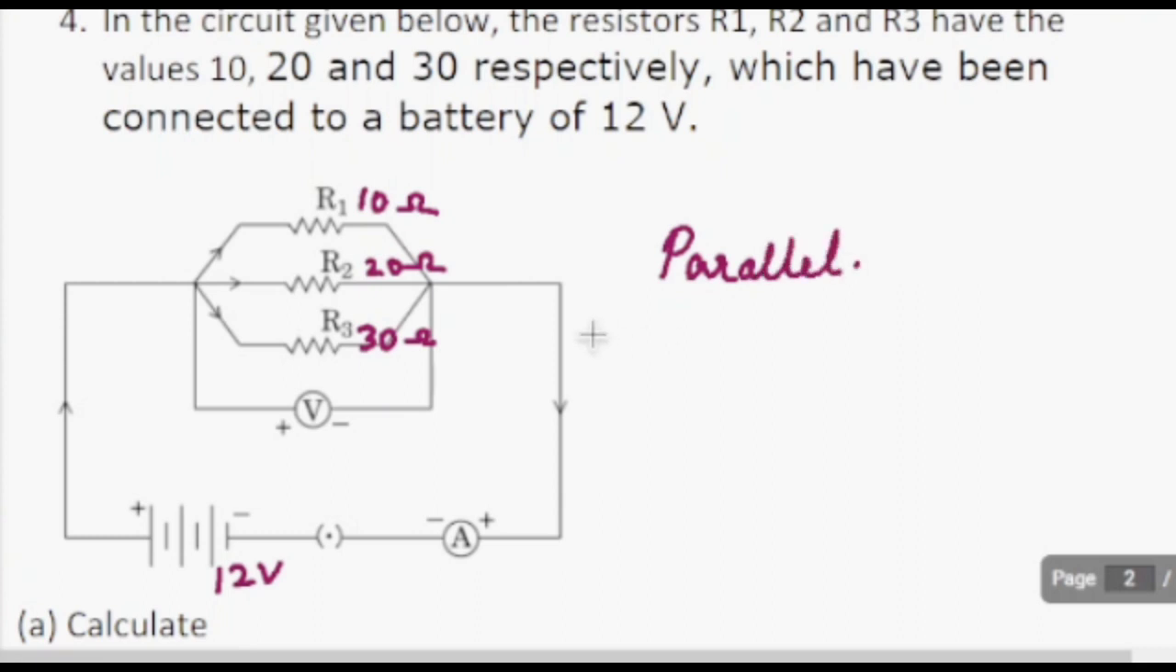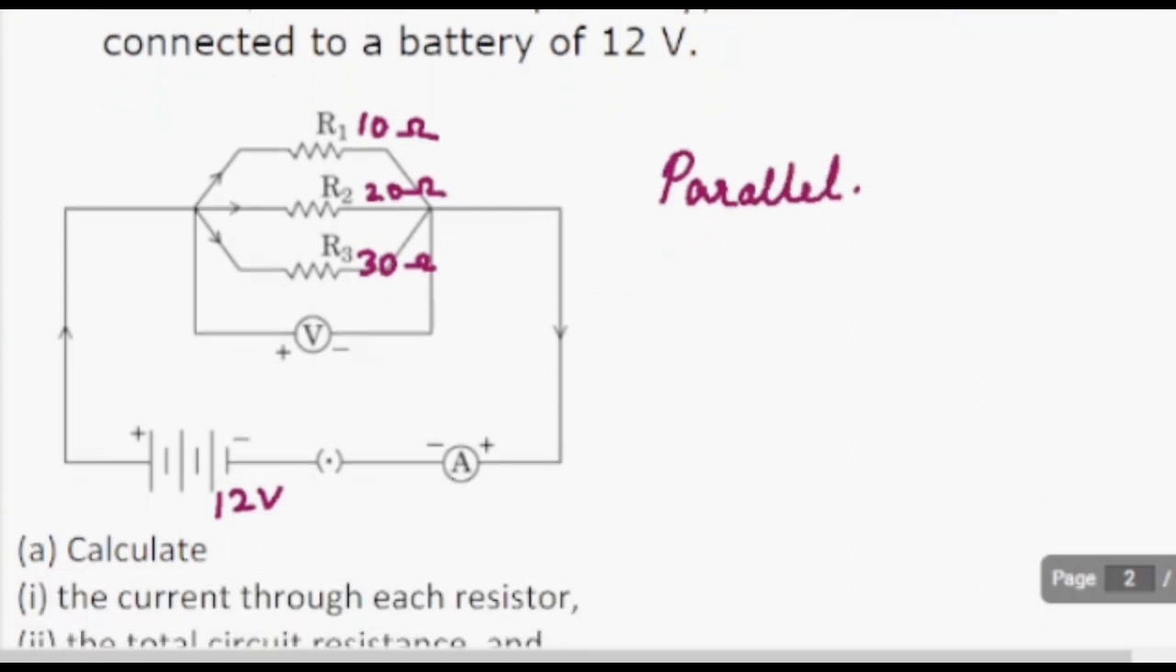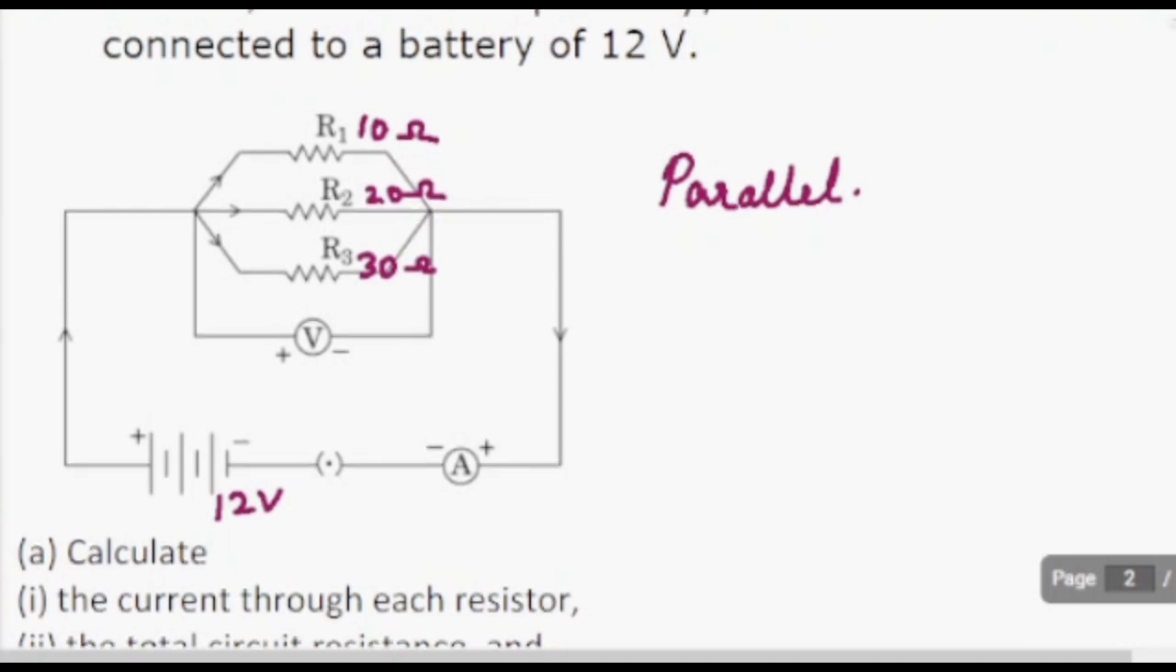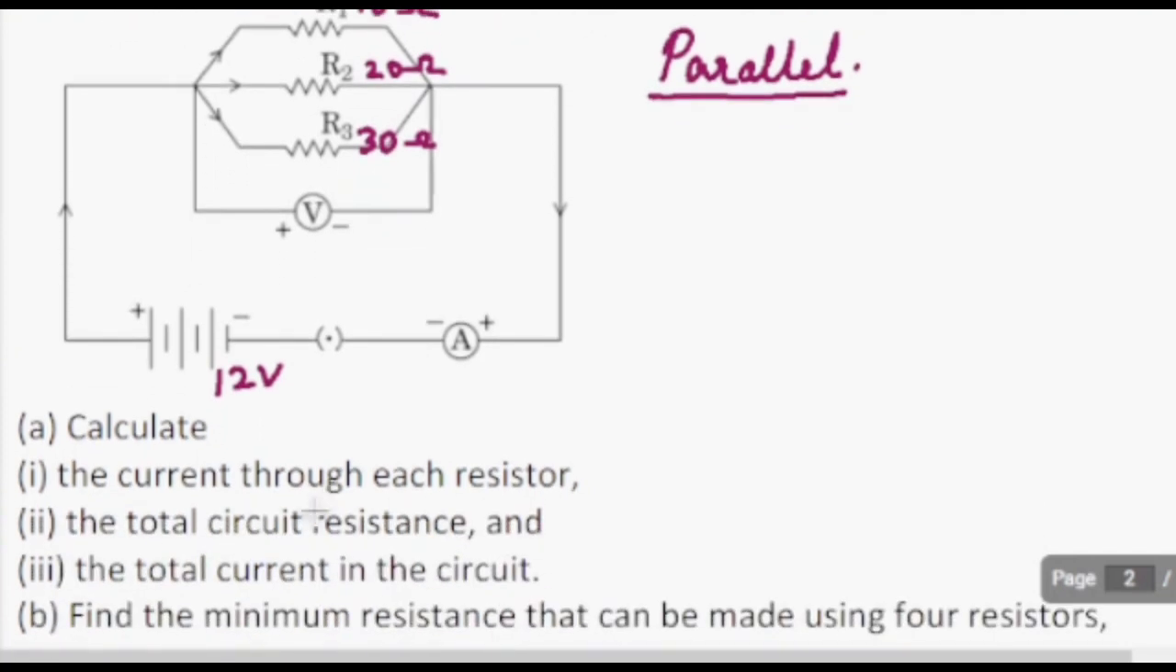Okay, so let's see what is the question. Calculate the current through each resistor, because we know that when they are connected in parallel, the potential difference across the ends will be the same for each resistance, but the total current will be the sum of the individual currents. And we have to find out the total resistance in the circuit and the total current in the circuit also. First we have to find out the current through each resistor.